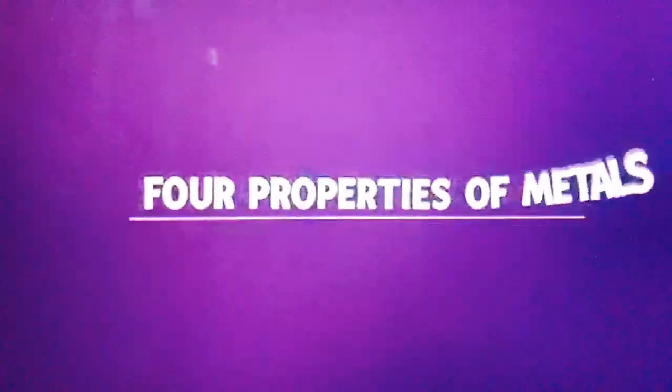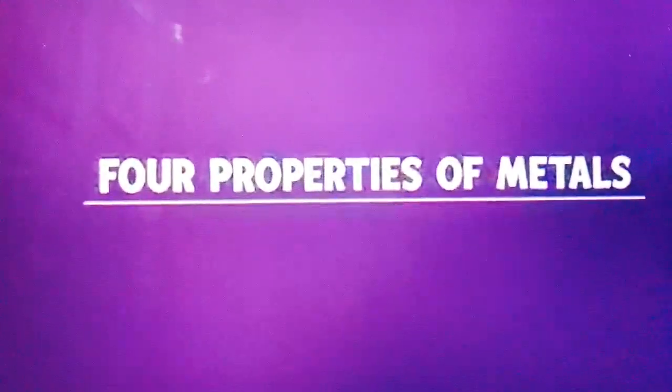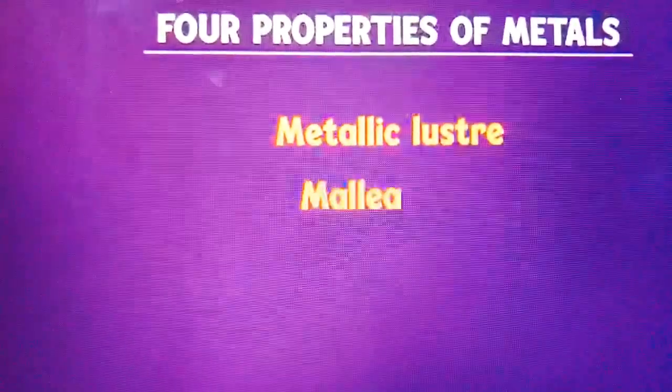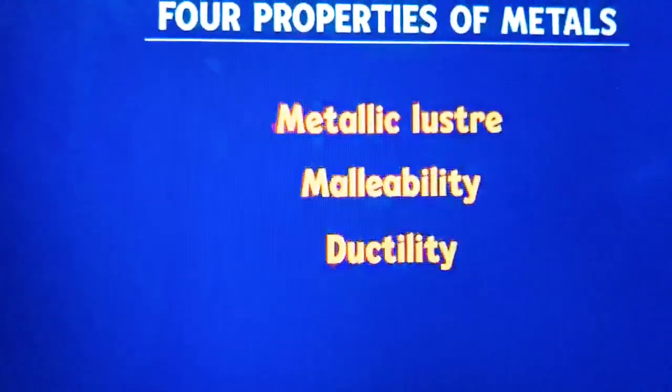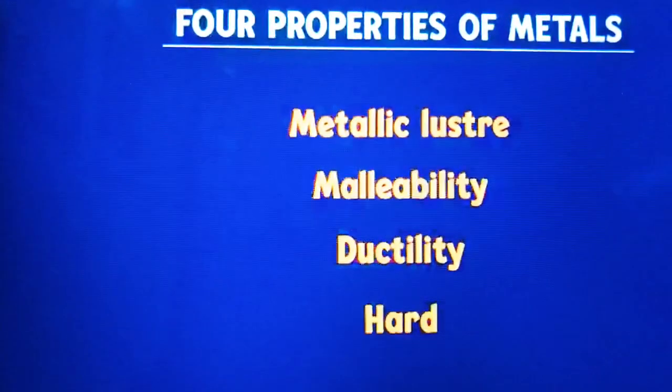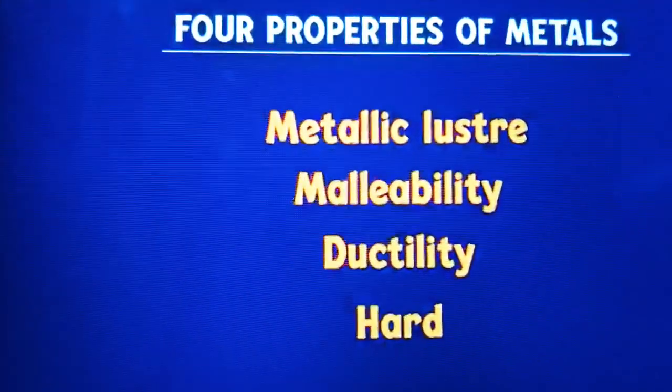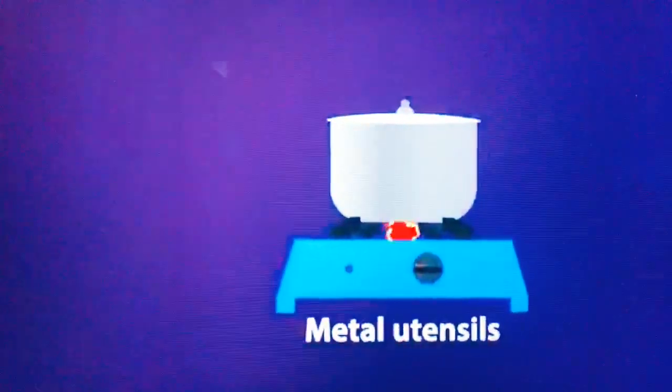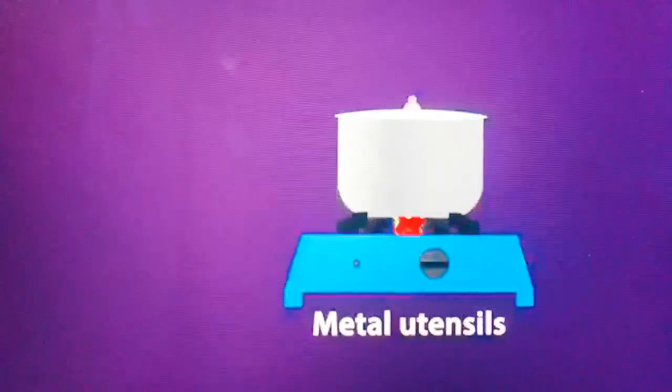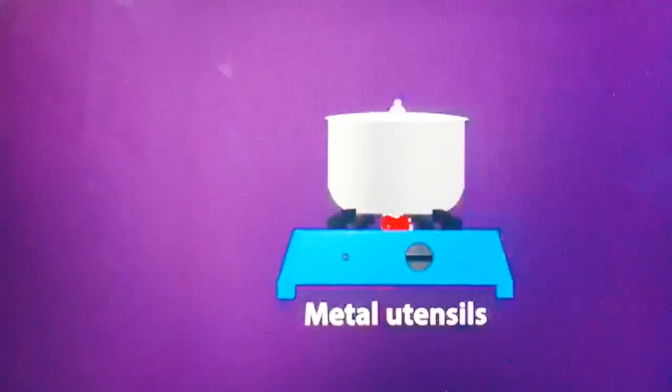We learned 4 properties of metals in our earlier video. Can you name them for me? Metallic luster, malleability, ductility, and that they are hard. These were the 4 properties, right? Can you think of some more properties of metals? Metal utensils are used for cooking, aren't they? Why do you think they're used for this purpose?